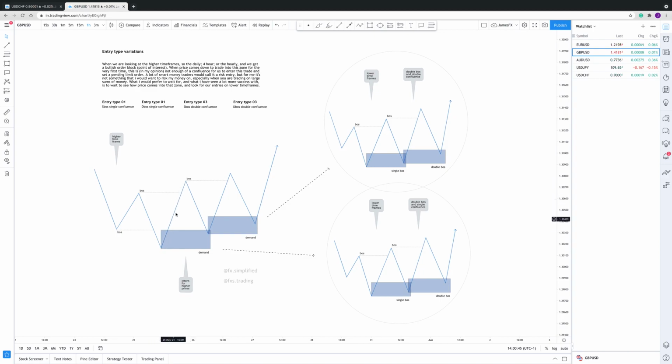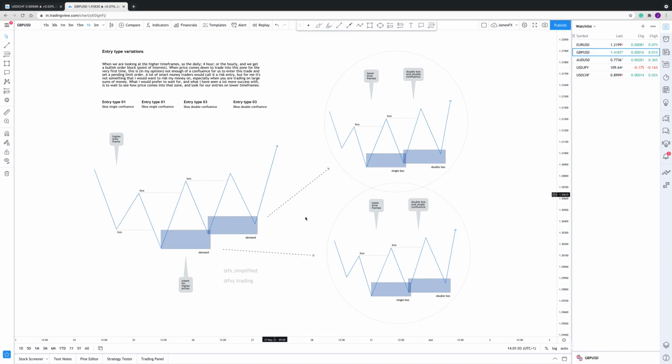As you can see here, this is the first break of structure. Now this could have previously been a downtrend. We've then broken structure, showing intent, tapped into a demand level. So it's a single confluence and it's a single BOS on the lower time frame.